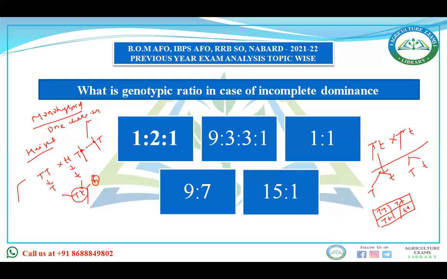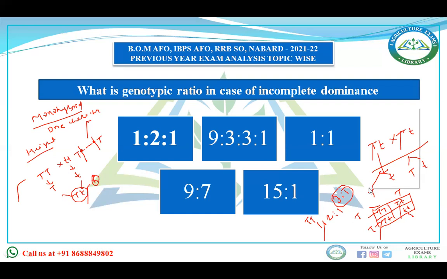If you see here, capital T capital T is in dominant form, so this is tall. Capital T small t, capital T is dominant over small t, so this is also tall. Again capital T small t is also tall, and this one is dwarf. So the ratio between tall and dwarf is 3:1. In normal condition, you get a 3:1 phenotypic ratio. And the genotypic ratio is 1:2:1, because you have one capital T capital T, two capital T small t, and one small t small t. This was the simple, normal monohybrid cross.